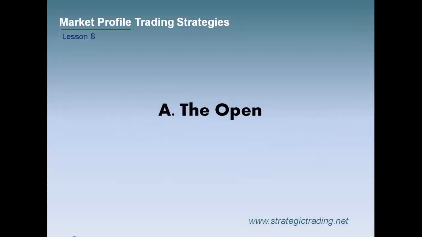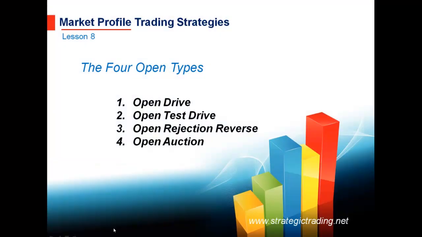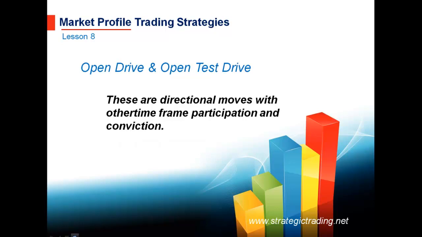All right, so back to the open, and let's review again from our last lesson. We covered that there were 4 different types of opens. We had the open drive and the open test drive, and today we're also going to talk about the 2 others that we didn't talk about in the last lesson, the open rejection reverse and the open auction. Let's review for a few moments the 2 that we did talk about, which are the open drive and the open test drive.